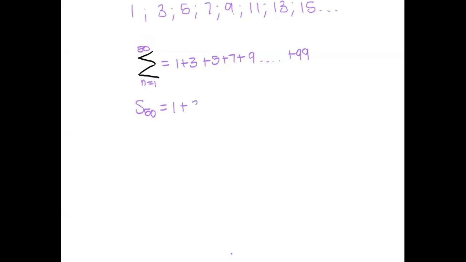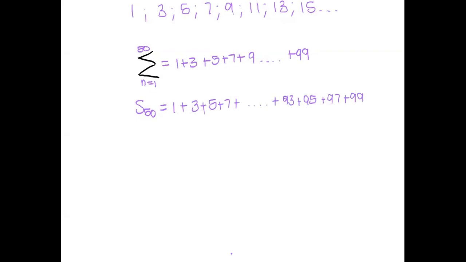Plus 3 plus 5 plus 7 and so on. And then maybe we'll add the last 4 terms because we started with 4 terms, plus 93 plus 95 plus 97 plus 99. You see, this is why it's important to always have a reference number pattern.